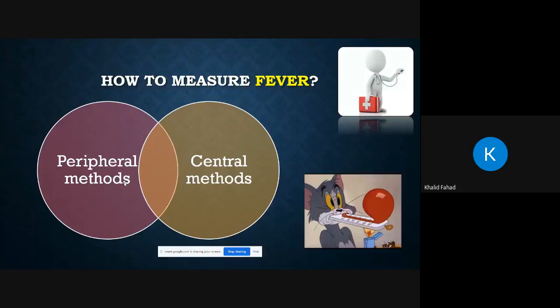Anyone can answer this question? Doctor, under arm? Yes, so it's the auxiliary method, right? Auxiliary method. Okay, if there are any other methods, so we can measure fever.